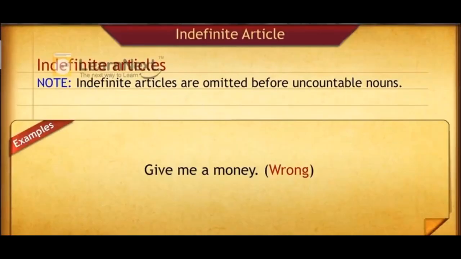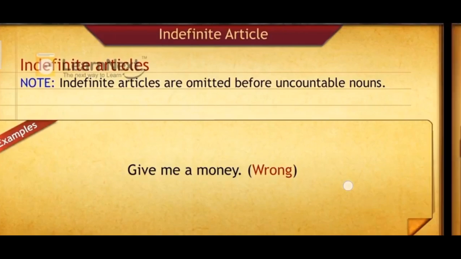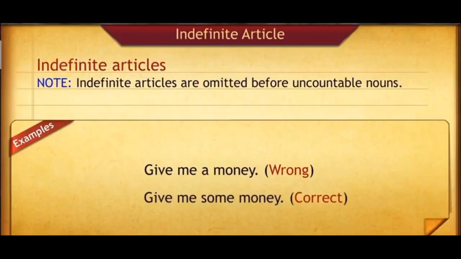One important point, indefinite articles are omitted before uncountable nouns. जो uncountable nouns है, उस पे हम indefinite article कभी भी यूज़ नहीं कर सकते. Give me a money is wrong. Why? Because money is uncountable. That's why it's wrong. So the right one would be give me some money. Some money is correct because again money is uncountable.